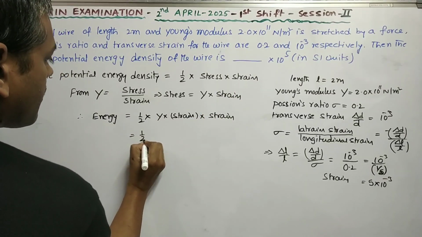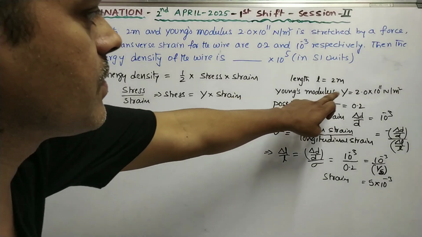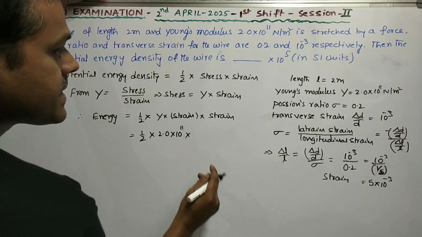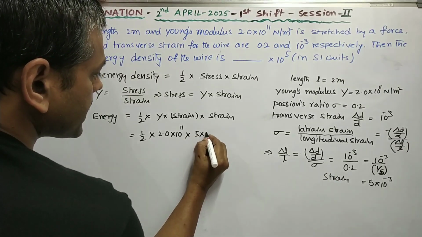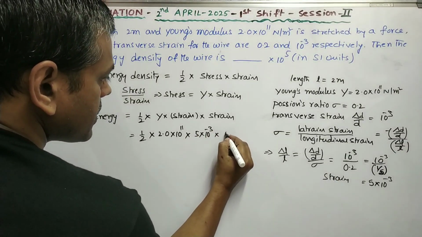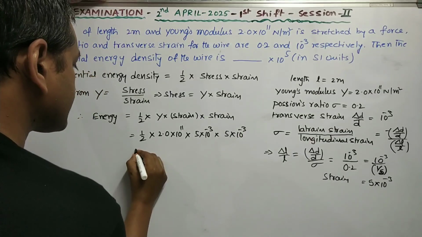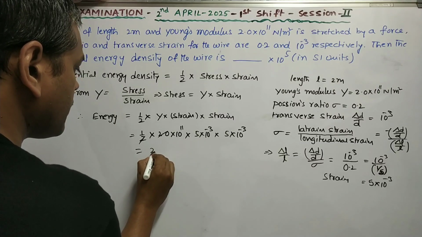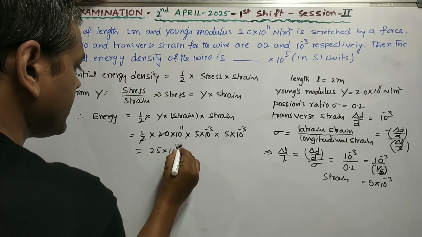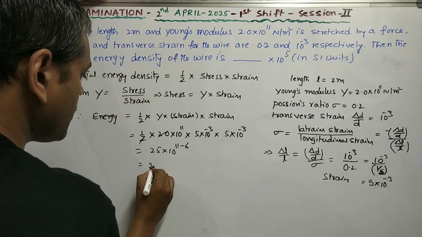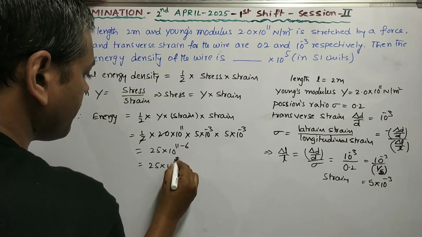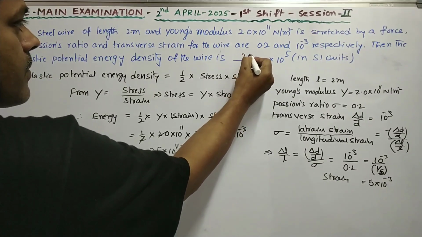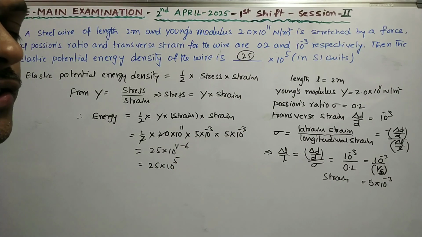So it may be written as half into Young's modulus, which is directly given, 2.0 into 10 power 11, into strain, 5 into 10 power minus 3, into the same strain value, 5 into 10 power minus 3. So this 2 is cancelled. 5 5s are 25 into 10 power 11 minus 6, which is 25 into 10 power 5. So in place of this dash you can fill 25 as the answer for this question. Okay, right.